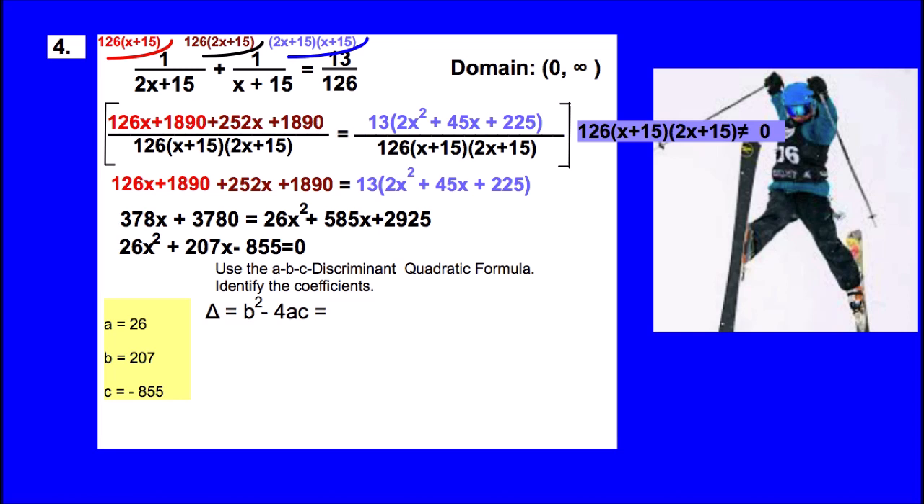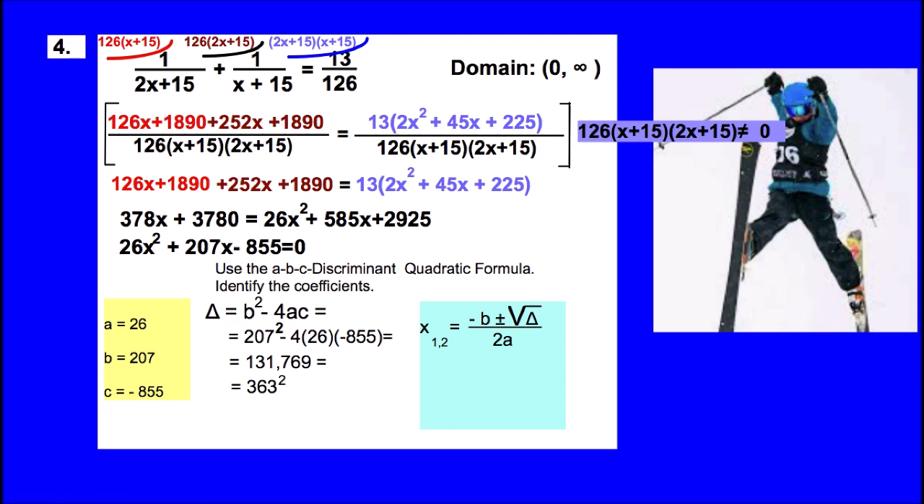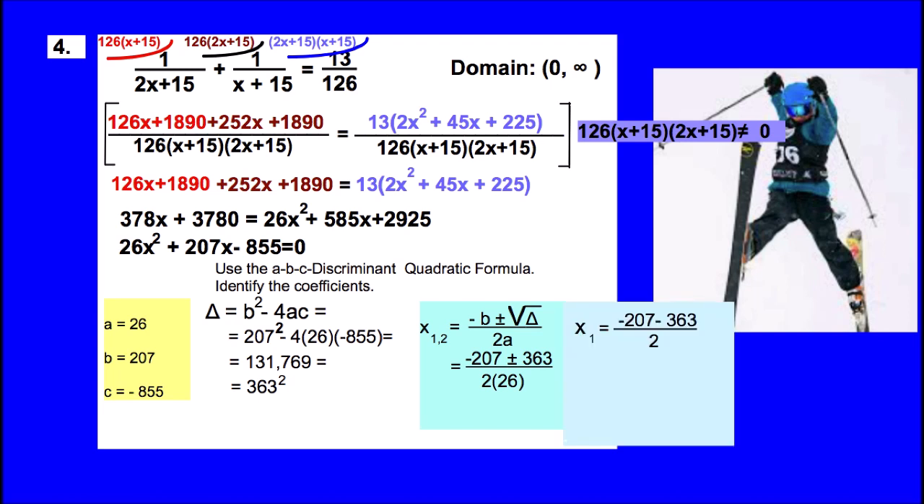Find the discriminant, which is equal to b squared minus 4ac, or 207 squared minus 4 times 26 times negative 855, which simplifies to 131,769, which is equal to 363 squared. x1,2 is equal to negative b plus or minus square root of the discriminant over 2a, which is negative 207 plus or minus 363 over 2 times 26, which simplifies to x1 being equal to a negative number, which does not belong to our domain open interval 0 infinity, and x2 is equal to negative 207 plus 363 over 52, which is equal to 3, which belongs to our domain open interval 0 infinity.